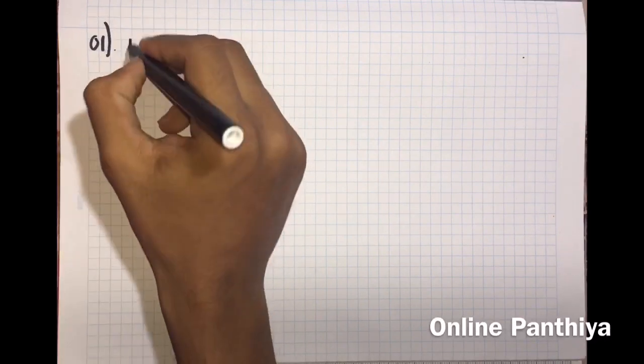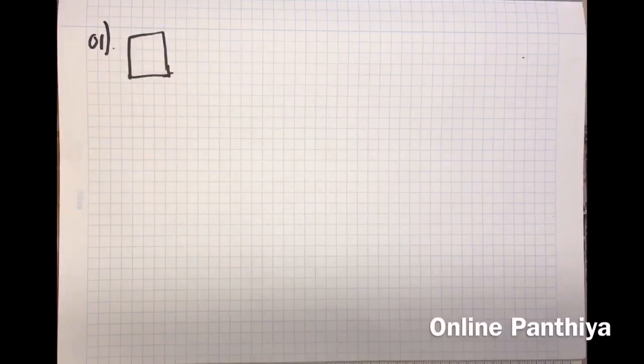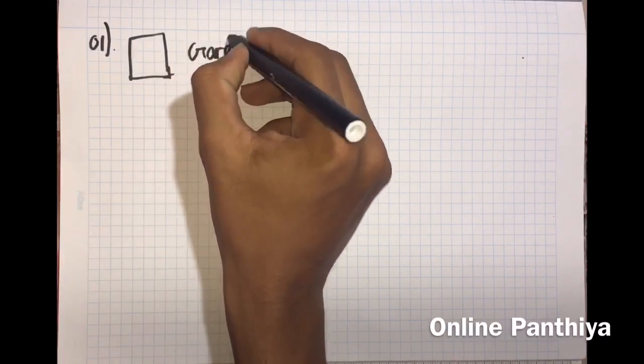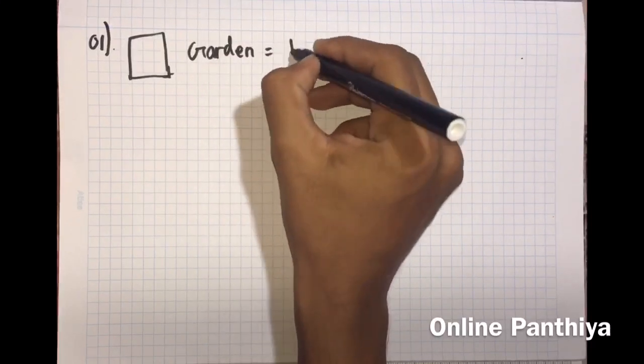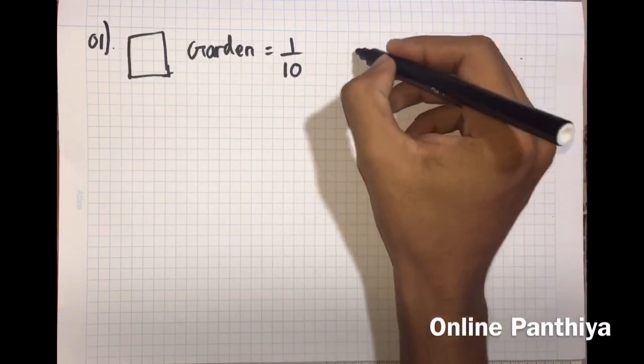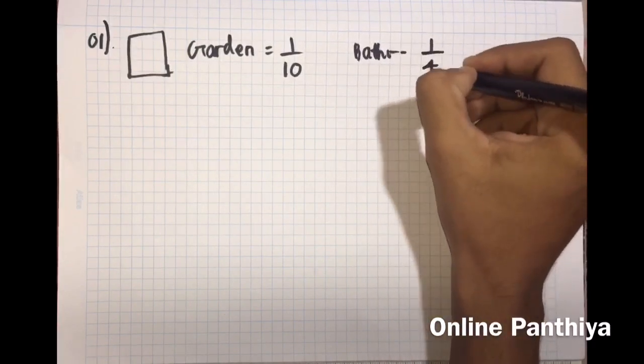Part 1, the B part, the first question says, a household water tank is completely filled with water. Then 1/10 of the water in the tank is used to water the garden. So to water the garden, they use 1/10 of the whole tank. And then 1/4 is used for bathing. So for bathing they use 1/4 from the whole tank.